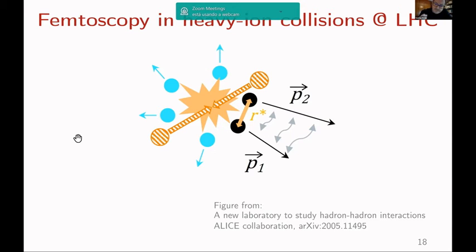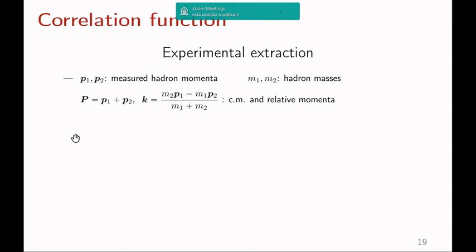Of course, there are many other issues regarding this femtoscopy. How much time do I still have? I think you can take 5 minutes or so. Five, okay.